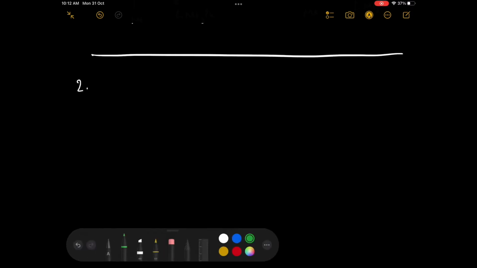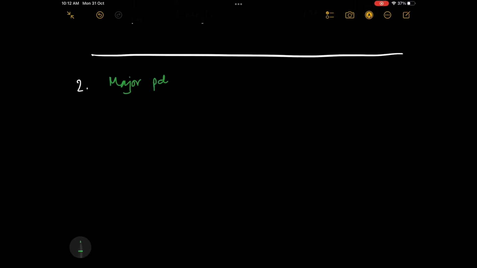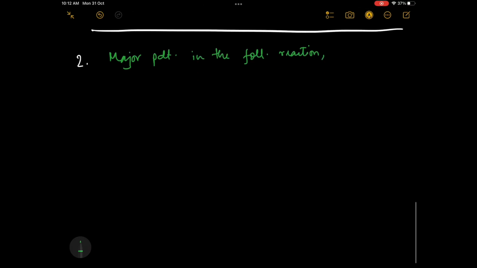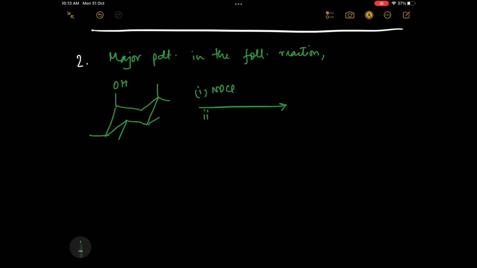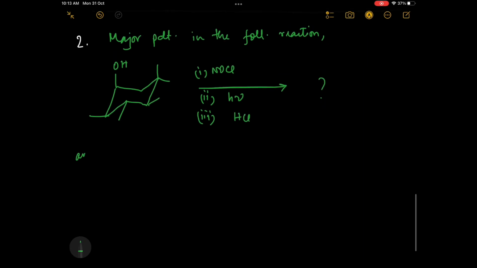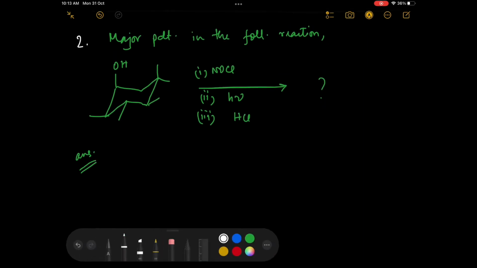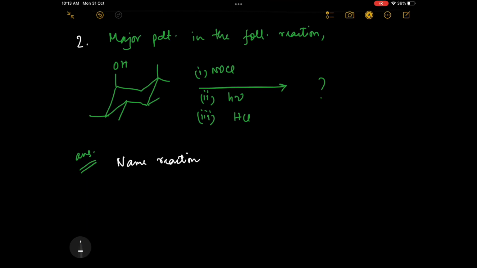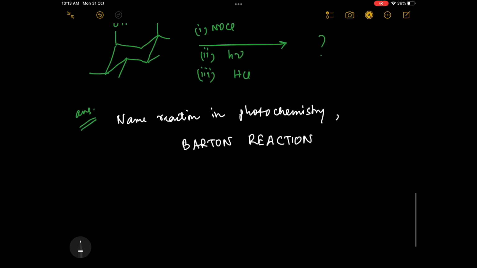So, going to the second question of this part. Here also we have been asked the major product of the reaction, and this is a photochemistry reaction. The substrate is a cyclohexyl moiety with methyl groups and an OH group present. There is only one OH group present, whereas in all the other positions the methyl group has been given. They have given us NOCl, hν and HCl. This is also a named reaction, known as the Barton reaction, or in some places the Barton nitrite ester reaction, in the photochemistry genre of organic chemistry.